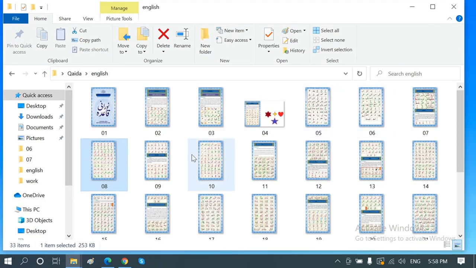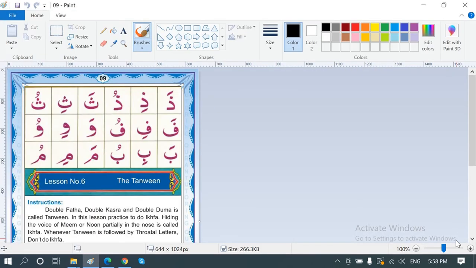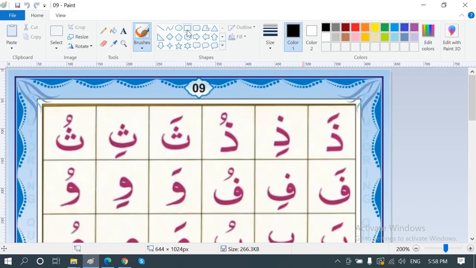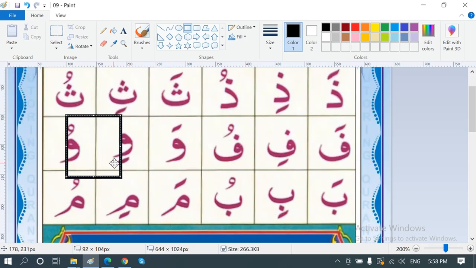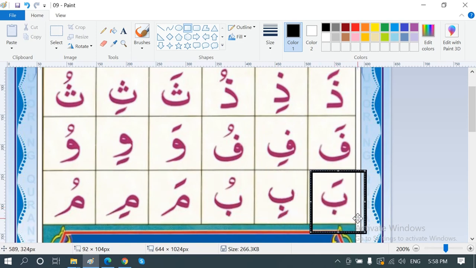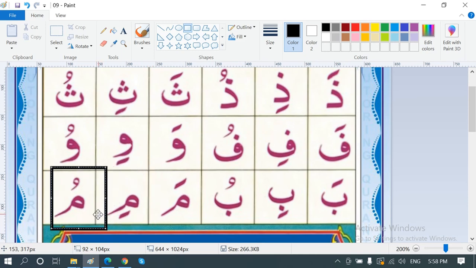And the next page starts with tha, thi, thu, fa, fi, fu, wa, wi, wu, ba, bi, bu, ma, mi, mu. In short, there are three vowels: fatha, kasra, dhamma.